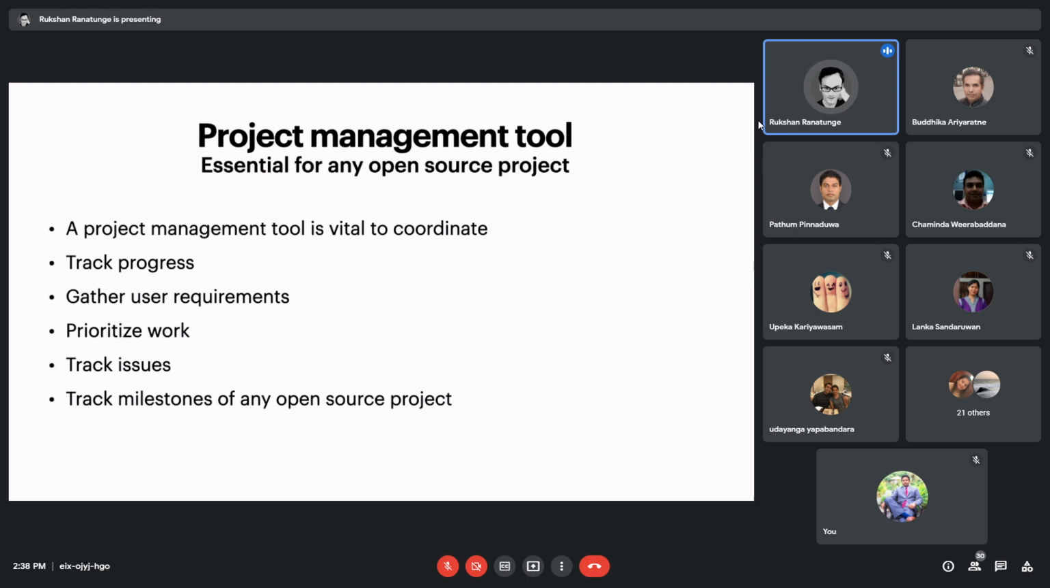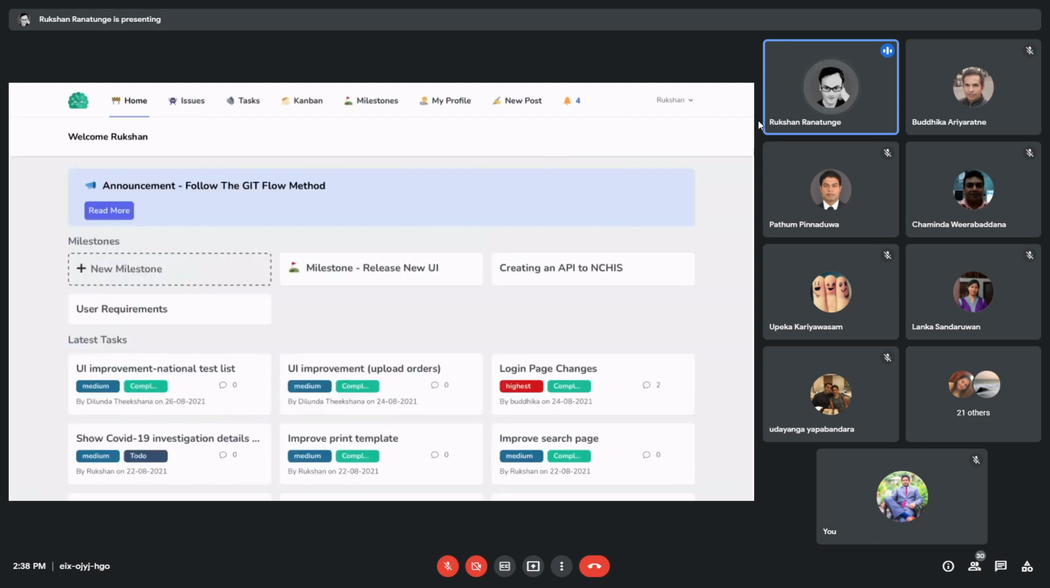Another important tool that we use is a project management tool. A project management tool makes it easier for us to track the progress of the project, gather user requirements, prioritize work, track issues, and track our milestones. And it's important not only for an open source project, but for any project to have a good project management tool. So this is the tool that we are currently using for our project.